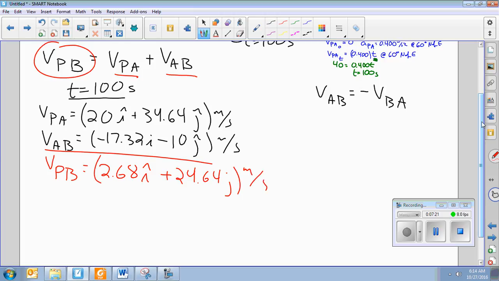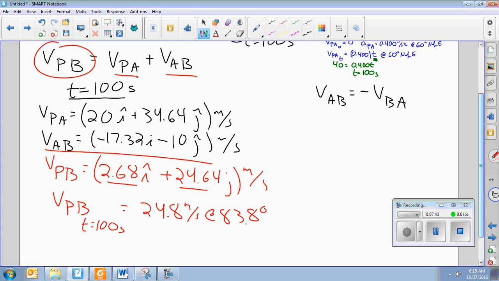Okay. And then you just draw your triangle, and you do your Pythagorean theorem and find your angle, right? Because we've got our x component and our y component. So the velocity of P with respect to B at t equals 100 seconds is, you end up getting 24.8 meters a second at 83.8 degrees north of east. Okay? So that is part A.